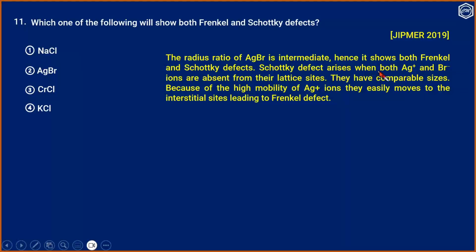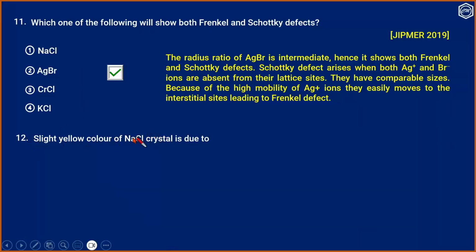Schottky defect arises when both Ag+ and Br- ions are absent from their lattice sites. They have comparable sizes. Now because of the high mobility of silver ions, they easily move into the interstitial site, leading to Frenkel defect. So option 2 is the correct answer.